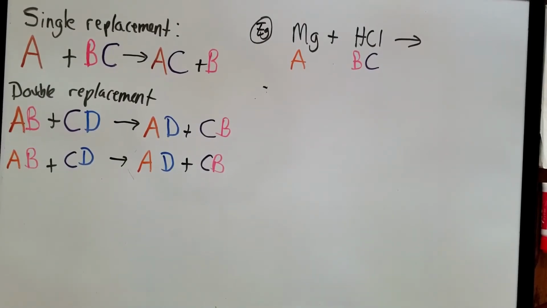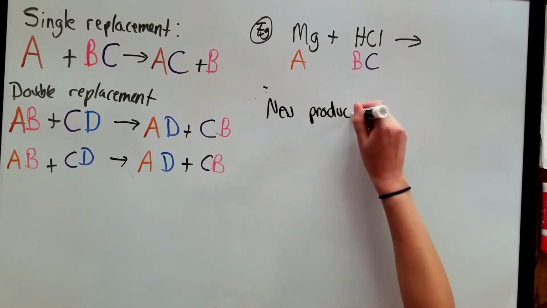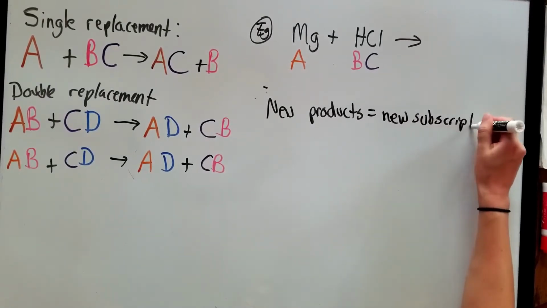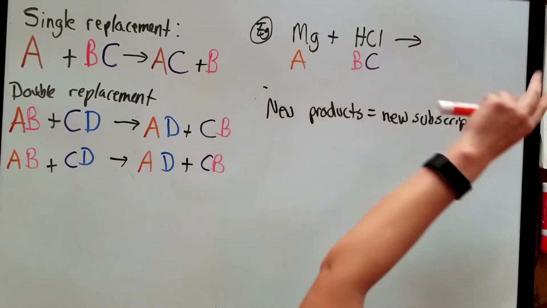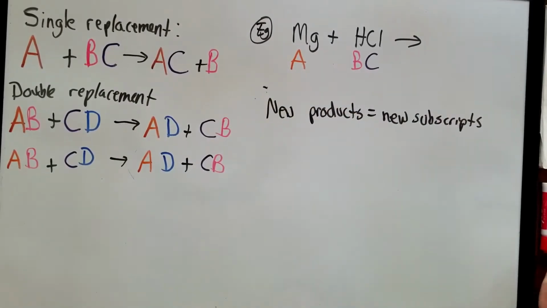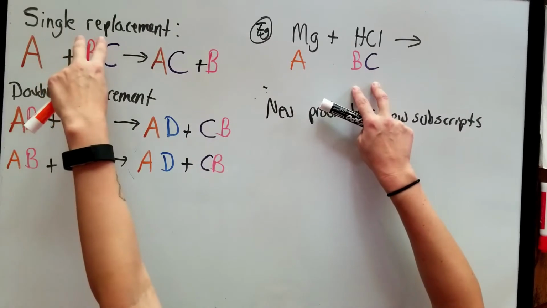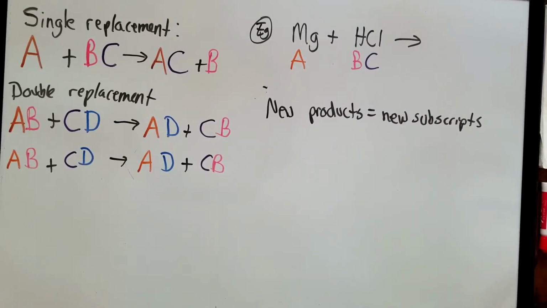So how do you know what the products are going to look like? Because remember, new products mean new subscripts. What that means is we can't carry any subscripts that are here over. We need to figure out the charges on all the elements present, and then what they're going to look like when they switch partners. So the first step is the type of reaction: single replacement. Then I'm going to write down every element present and what its charge is according to the periodic table.